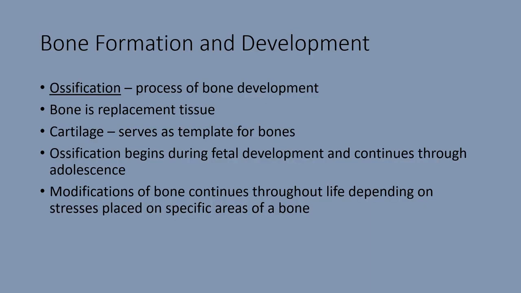So how does bone form? How does it develop? Ossification is this process of bone development. Bone is considered a replacement tissue. It just doesn't magically appear. You usually start with something else, be it cartilage, be it a mesenchymal tissue, membrane. It starts as something else and then the bone tissue is going to replace whatever that original tissue was. Cartilage is often used as the template for the bones and gets replaced.